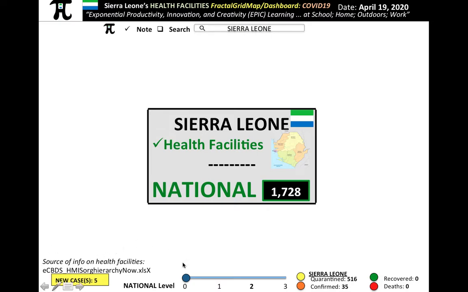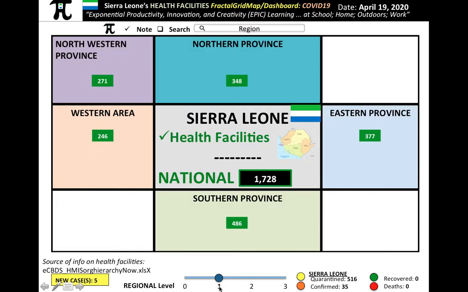If we want to look at the distribution of health facilities, then we can go to the next level, which is level 1, and that can show us the distribution of health facilities among the 5 regions of Sierra Leone. We can see that the southern province has got the highest number of facilities, while the western area has got the least, and it has 246 health facilities.